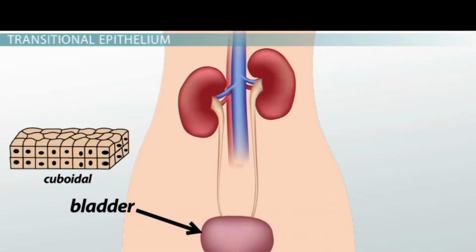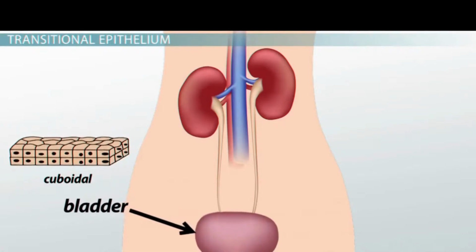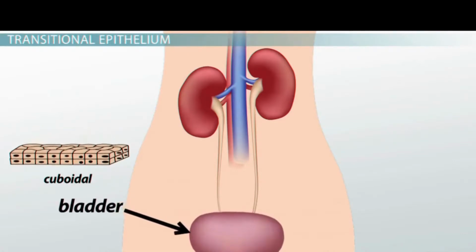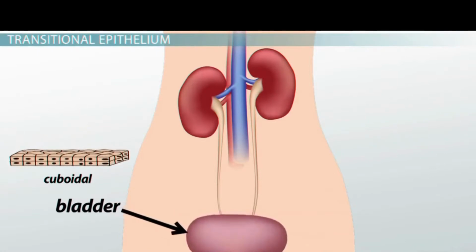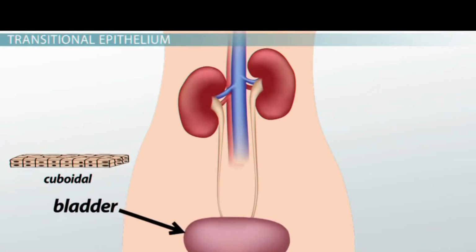However, as the bladder fills up, the urine in the bladder stretches the bladder walls, which stretch out the cuboidal cells and cause them to become flat or squamous in shape instead. This is so cool that not even Lego blocks can do this.